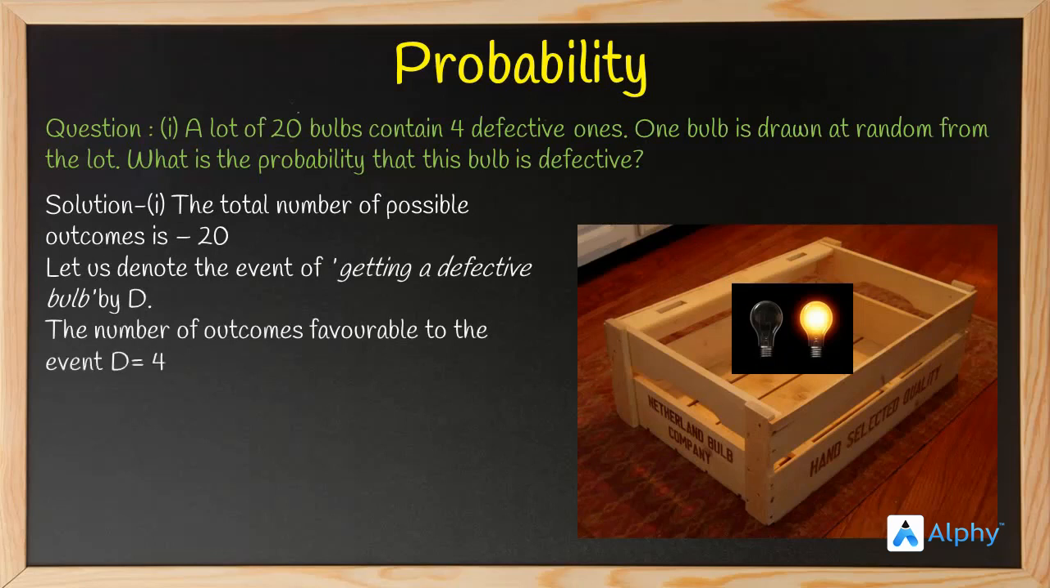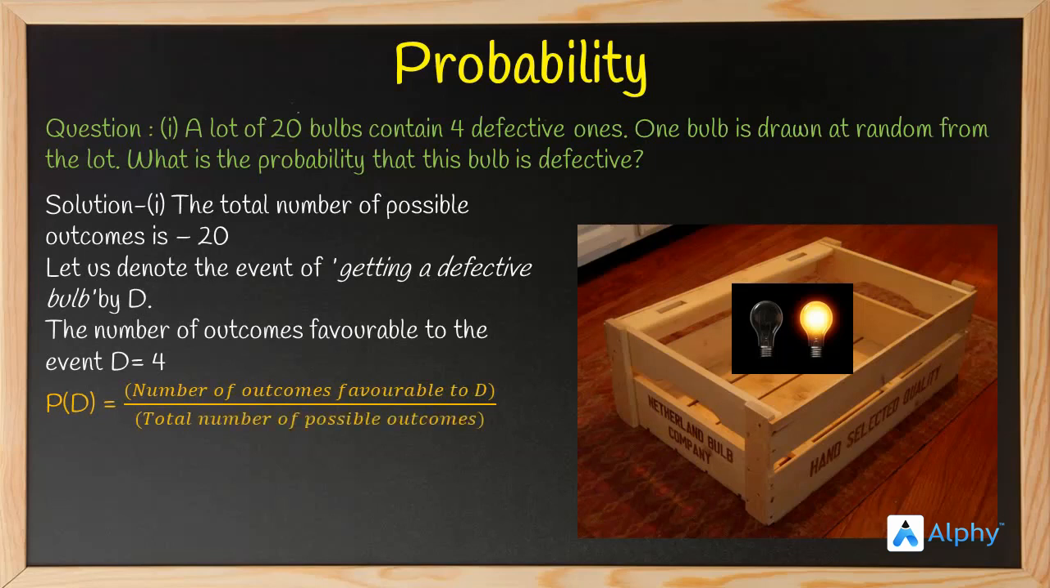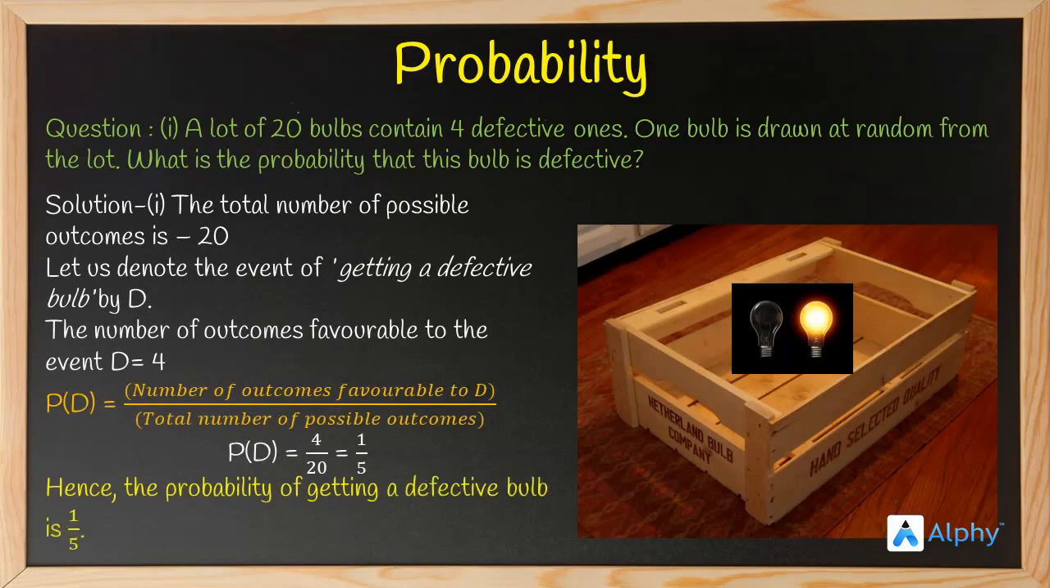defective bulbs. The formula for finding the probability will be P of D is equal to number of outcomes favorable to D by total number of possible outcomes. The number of outcomes favorable to D is 4 and the total number of possible outcomes is 20. Therefore, P of D is equal to 4 by 20, which is 1 by 5. Let's report our answer. Hence, the probability of getting a defective bulb is 1 by 5.